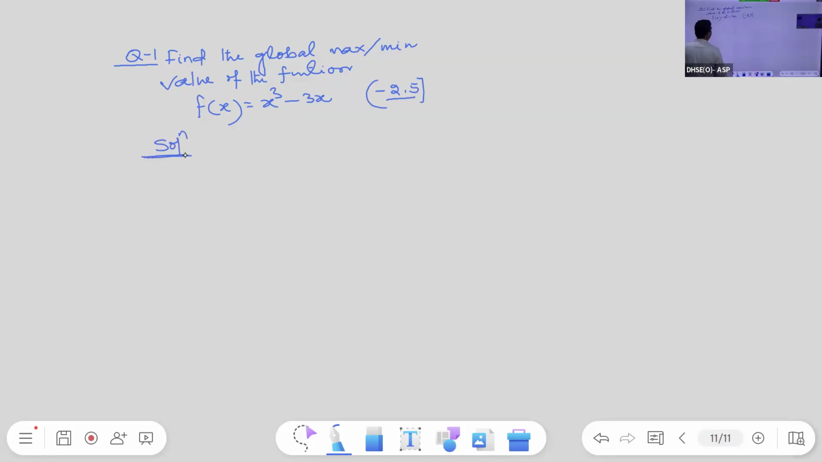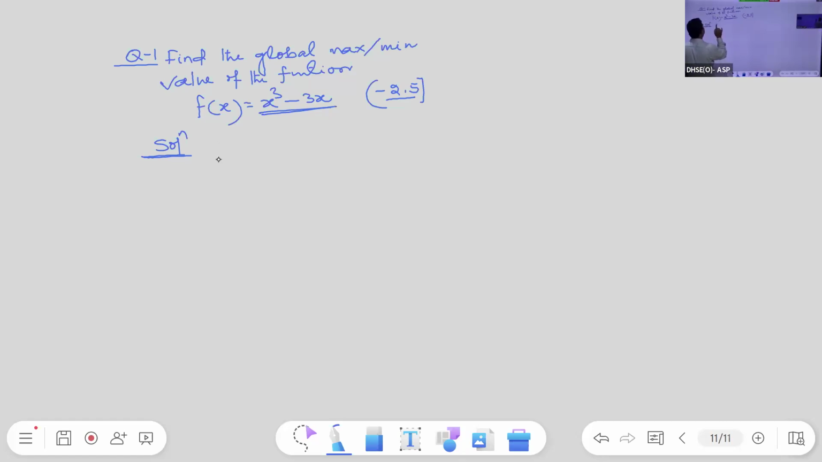First of all, we have to find the point of discontinuity, point of non-differentiability. This function f of x is equal to x cube minus 3x is a polynomial function. So guys, you know a polynomial function is continuous and differentiable everywhere in its domain. So there is no point of discontinuity and no point of non-differentiability. Right? Then endpoints, we have to find the value of the function at endpoints and at local maximum minimum point.